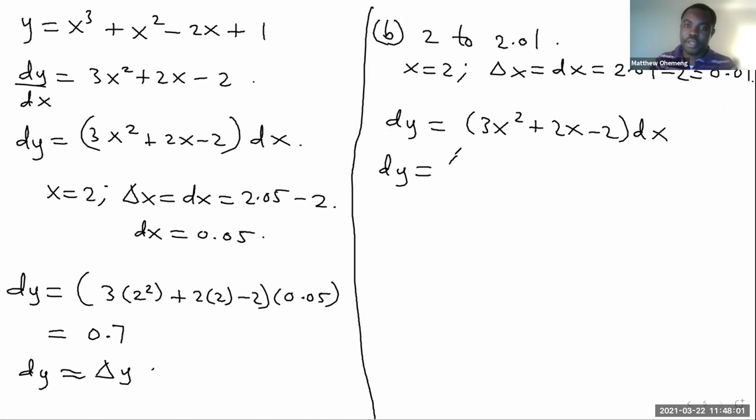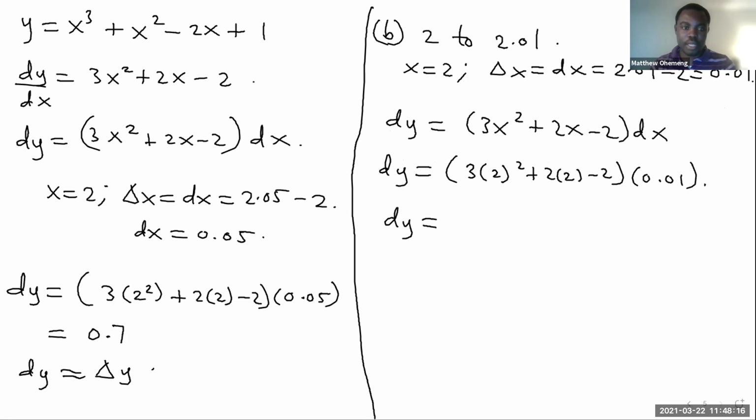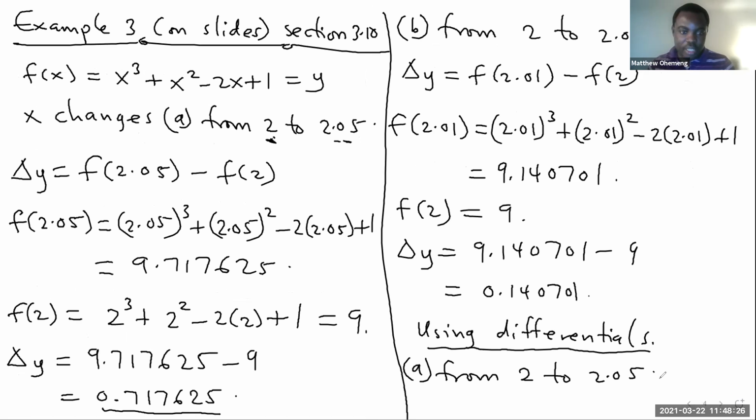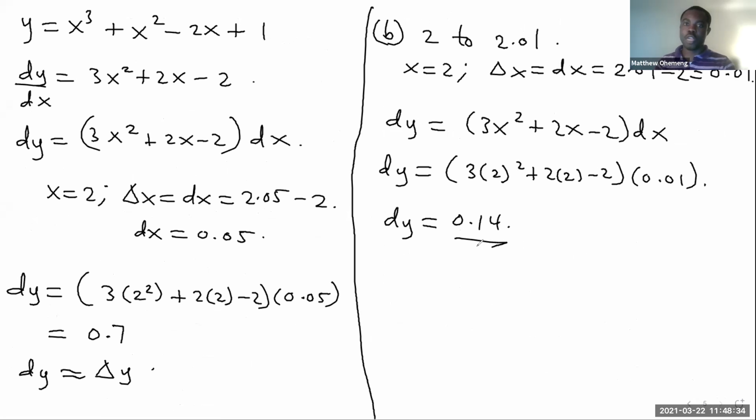So let's get the differential. That'll be 3 times 2 squared plus 2 times 2 minus 2, and then the differential dx is just 0.01. So do this computation and you get dy to be equal to, give me a sec, let me check it out. 0.14. And as you can see, this 0.14, let's go to the true change. Yeah, you see it was 0.140701. And this 0.14 is quite close to this. So that's the use of the differentials to approximate.